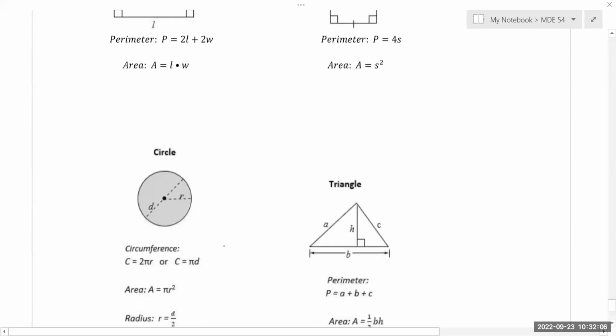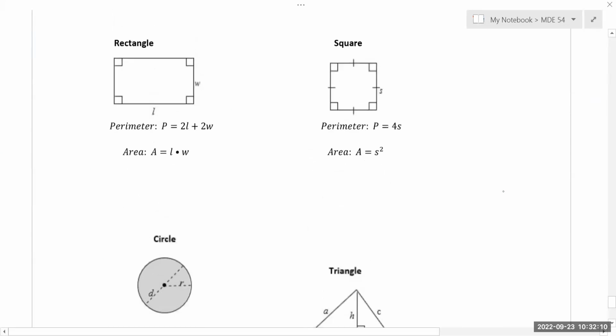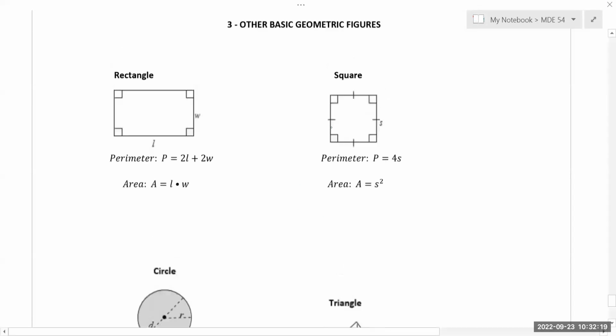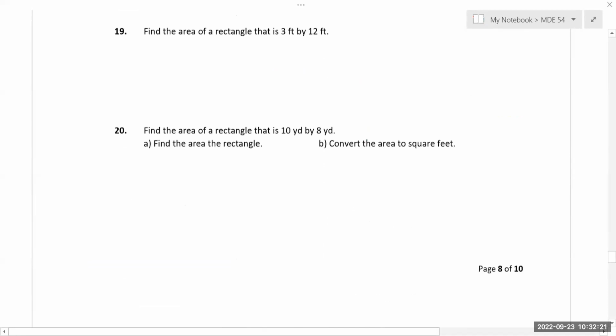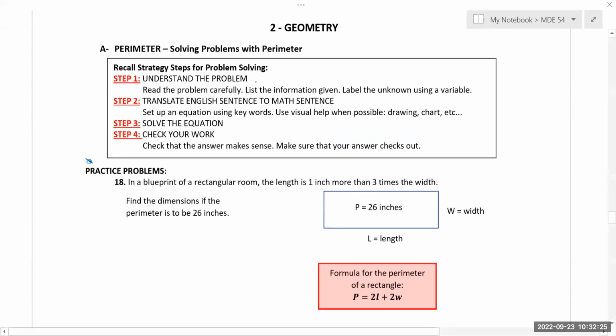Okay, so just a few quick ones: circle, area, radius, diameter, a triangle. If you need them, refer back to this page. You wouldn't get this on your Math 154 test, but just as a quick reminder, those are at the end of this notebook. So we're going to start with, let me go back up.